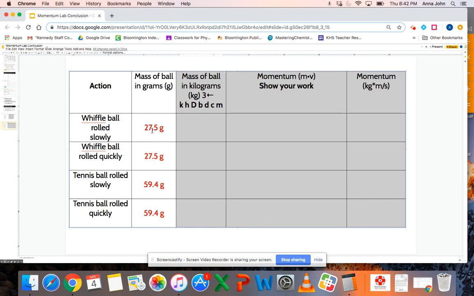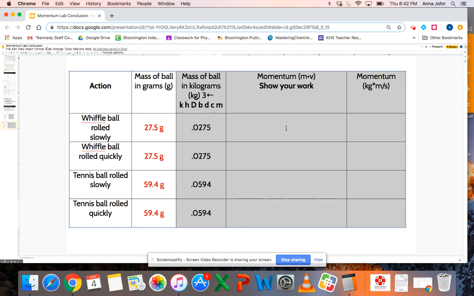So I'm going to take my decimal and I'm going to move it back 1, 2, 3, and I end up with 0.0275. I'm going to do the same thing down here, 0.0275. Notice they're the same because they were both wiffle ball trials and we used the same ball. Then I'm going to do it with my tennis ball. 1, 2, 3, and that becomes 0.0594. And my second tennis ball trial is going to be the same as well.